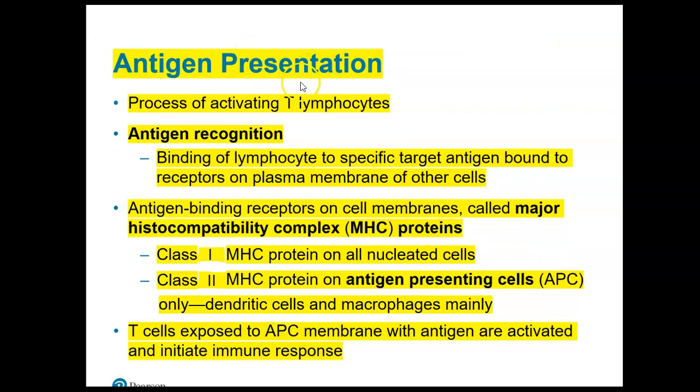All right, antigen presentation. This is very, very important in activating the T cells, which then will activate other T cells and B cells. So antigen presentation is the process of activating the T lymphocytes, the helper T cells. Antigen recognition is defined as the binding of the lymphocyte to the specific target antigen bound to receptors on the plasma membrane of other cells. So the foreign antigen on the other cell binds to a receptor on the lymphocyte. That's antigen recognition. It's able to bind because the shape is similar. It's able to bind because it's compatible.